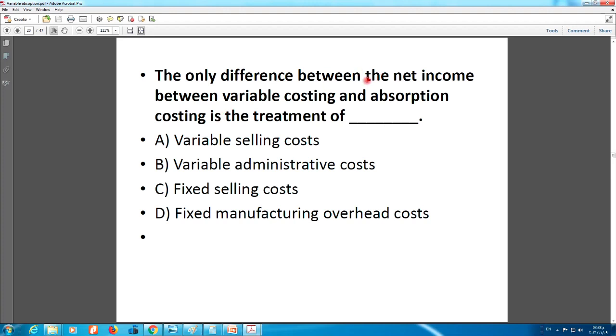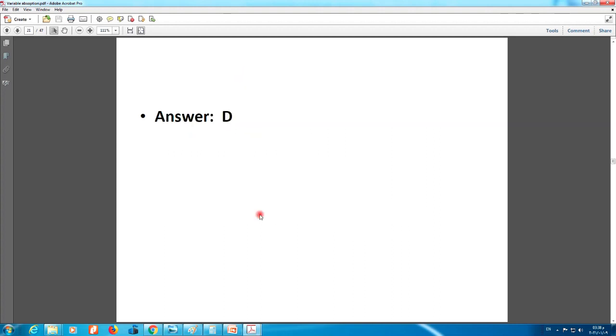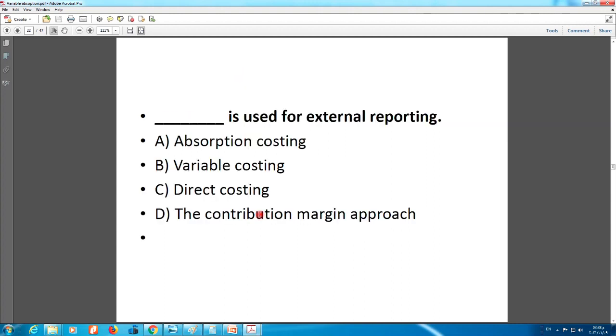The only difference between the net income between a variable costing and absorption costing is the treatment of fixed manufacturing overhead costs. The answer is D. Which is used for external reporting, as we have said in the last lecture? Absorption costing is used for external reporting. Variable costing is used for internal reporting and performance evaluation.